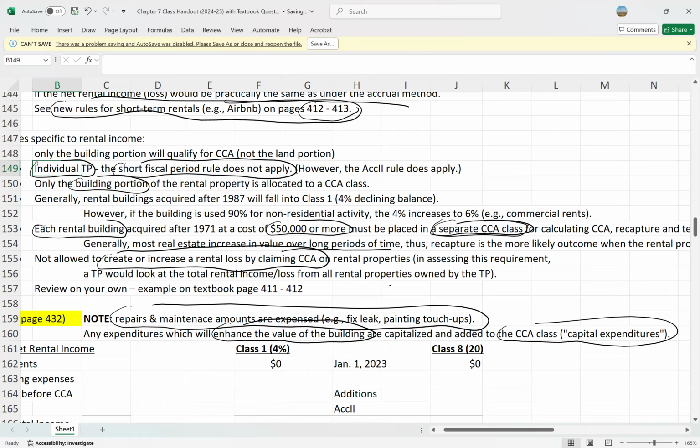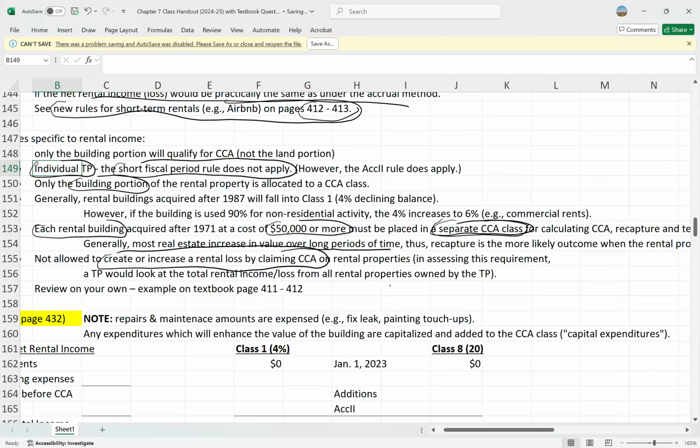So the difference between repairs and maintenance is just fixing something, not necessarily enhancing the value of the property. You can expense those amounts, but anything that will enhance the value of the building, that has a longer lasting life, usually needs to be capitalized, and you would add it to the cost of the building and take CCA on that.